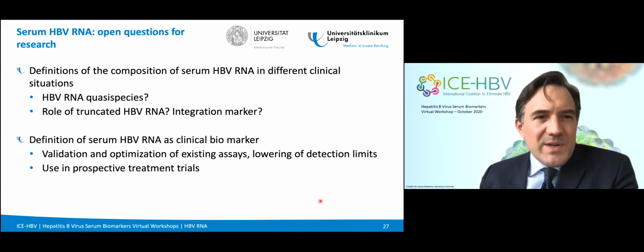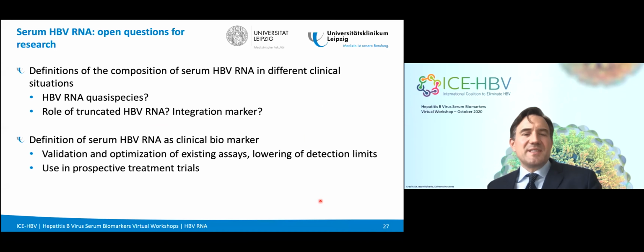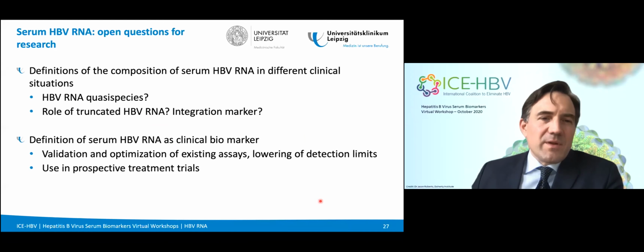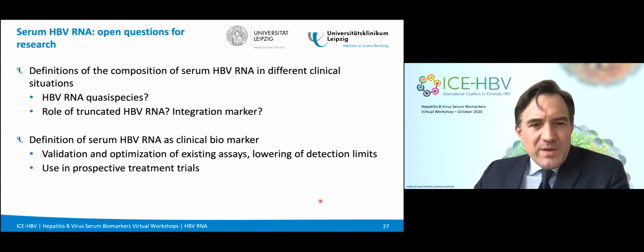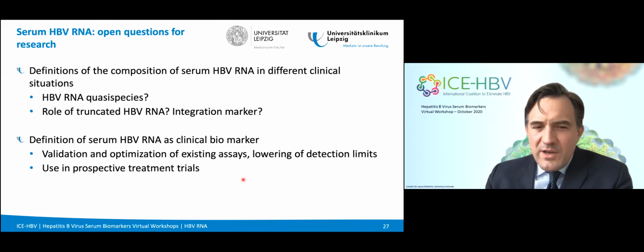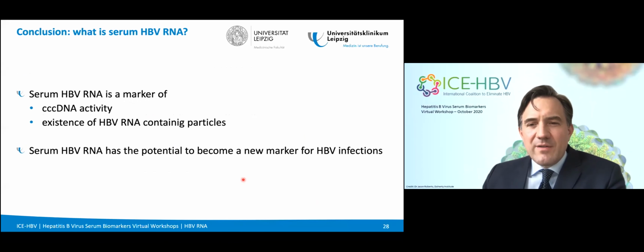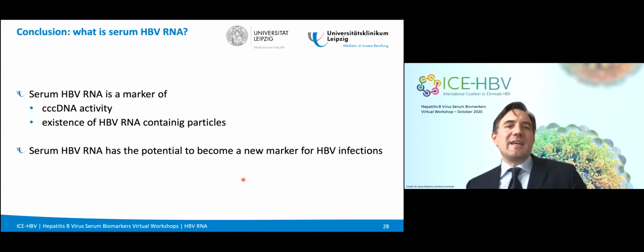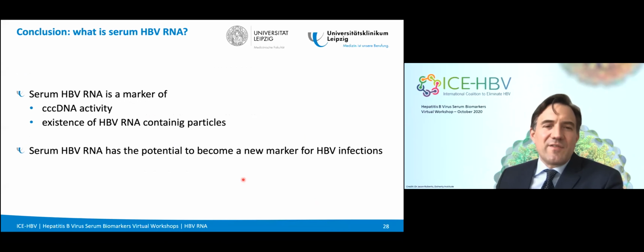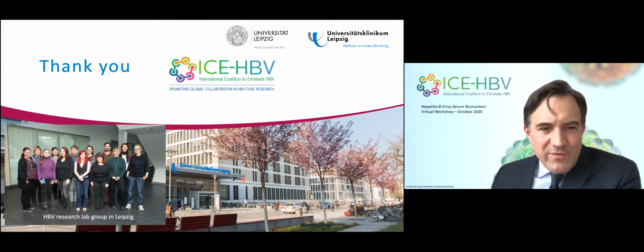HBV RNA questions for research. We need to define the composition of serum RNA. This is still open. The role of the truncated RNA is open. We need to define RNA as a clinical biomarker in novel prospective trials. But today we can already say it has the potential to become a marker for HBV infections, and it is probably a marker of cccDNA activity and of the existence of HBV RNA containing particles. Thank you very much for your attention, and forgive me for being too long.